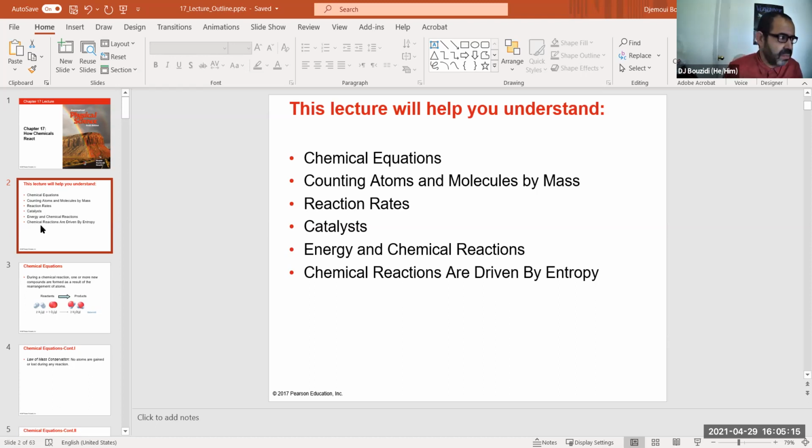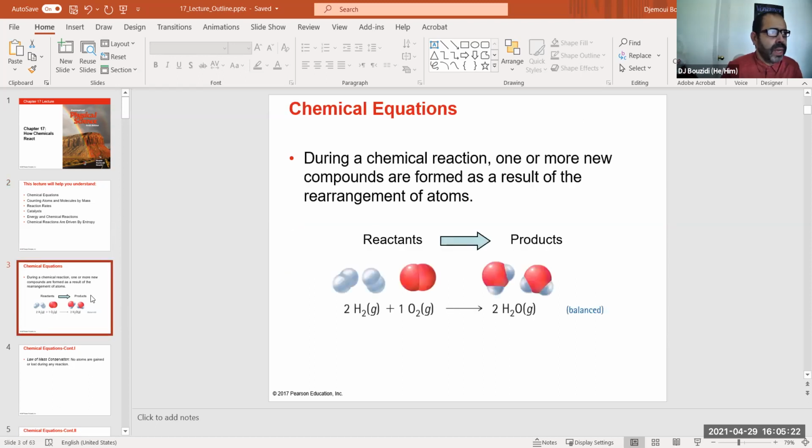Down the road, in the next few chapters, we're going to classify the chemical reactions according to what happened to the reactants, okay?